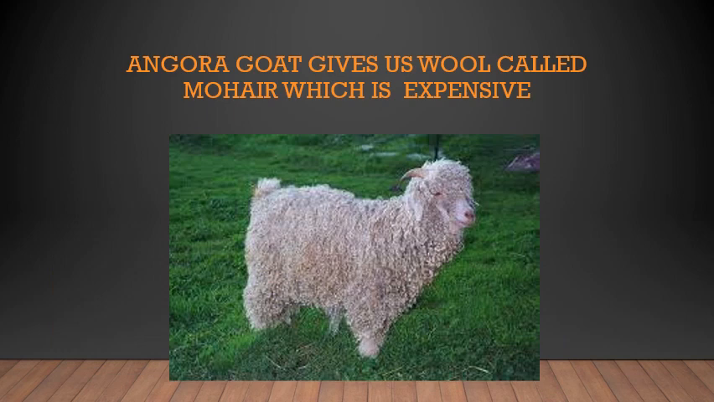Now there is one Angora goat that gives us wool called mohair, which is very expensive. This expensive kind of wool is extracted from the Angora goat. Understood? The wool extracted from this goat is very expensive. Expensive means, children, it is more costly. Understood? Then next is about silk.